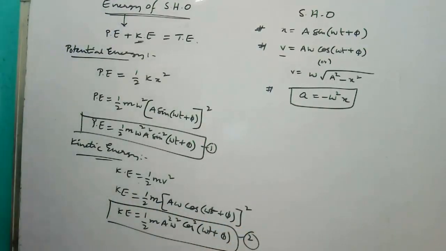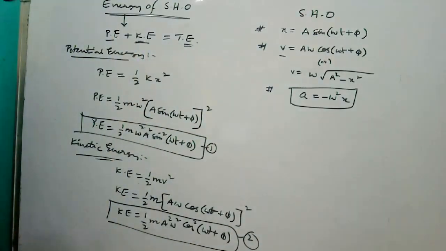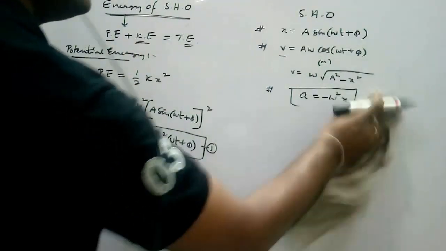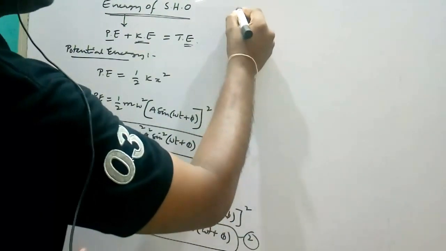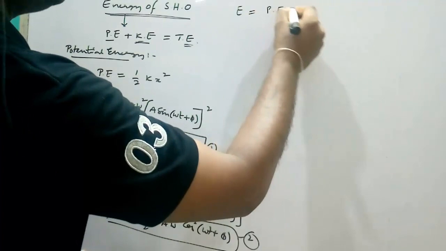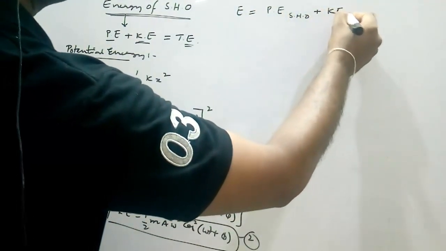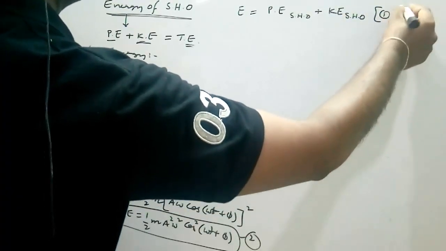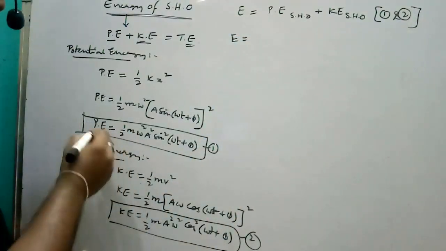To calculate the total energy, we know the potential energy value and the kinetic energy. Summing equations 1 and 2, we get the total energy equation. Let the total energy of the oscillator be E, the potential energy plus the kinetic energy of the simple harmonic oscillator. Using equations 1 and 2, we write the energy equal to the potential energy here.